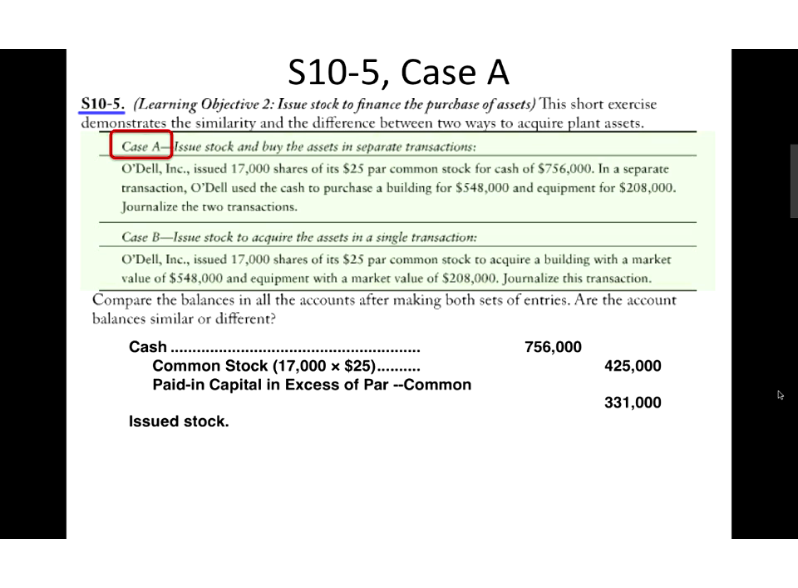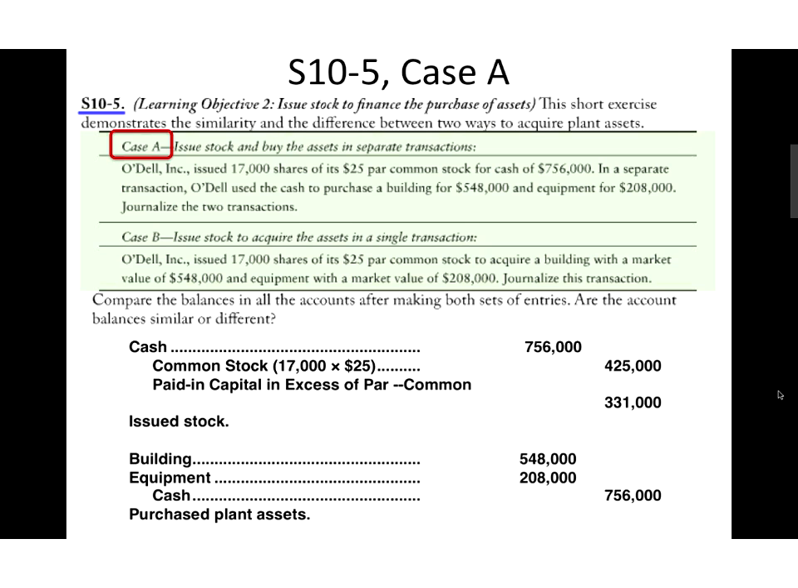Okay, so this is to issue stock. Then the second part of this first case A is Odell used the cash to purchase a building for $548,000 and equipment for $208,000. So here we're going to debit building for $548,000, debit equipment for $208,000, and then credit cash for $756,000. So that's case A. In case A, we just had two separate transactions. The first transaction, we issued the stock and got the cash. The second transaction, we purchased the building and the equipment with that same cash.